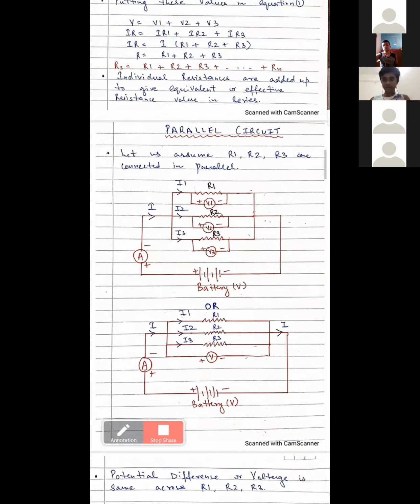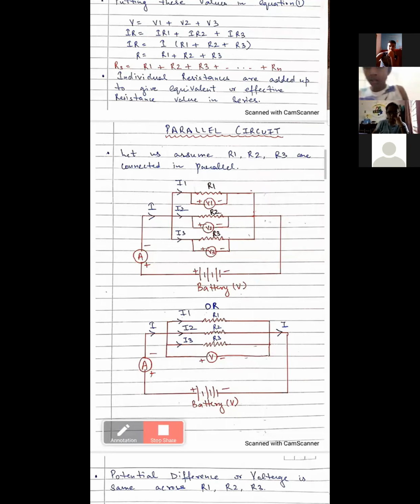Whenever you can see at a junction that current is being divided, that means the components are in parallel connection. They are not in series. Whenever current is being divided into different branches, it is parallel. Similarly, the second diagram is also correct. You can draw the same voltmeter across the three resistors, or different voltmeters across different resistances.